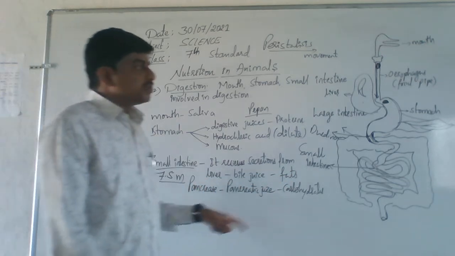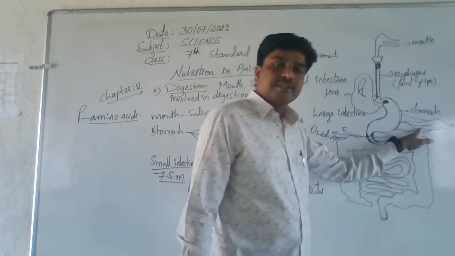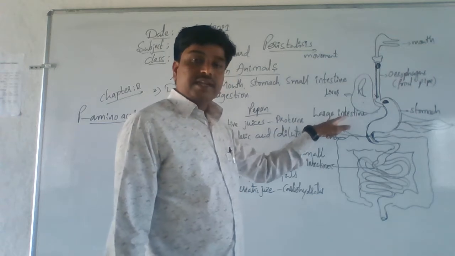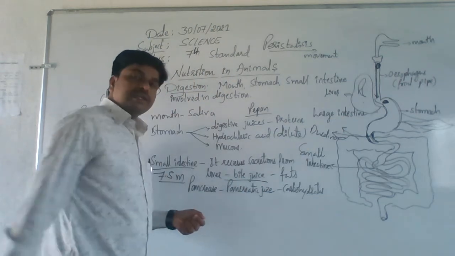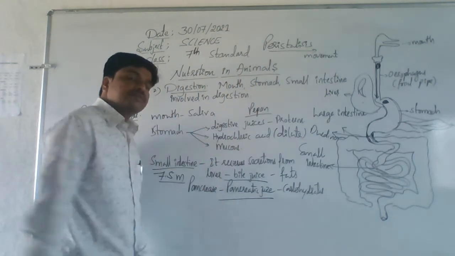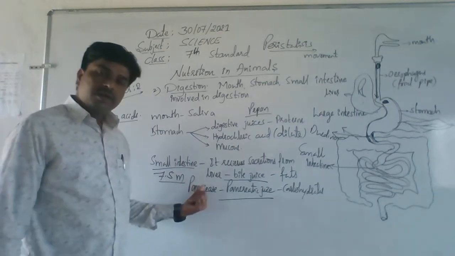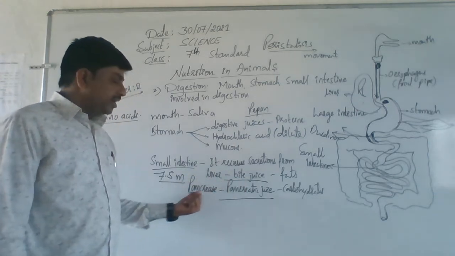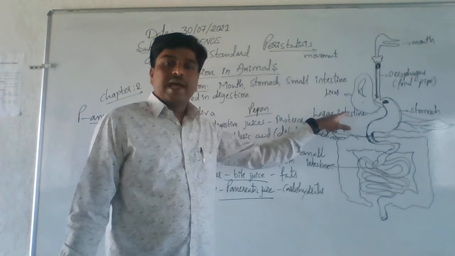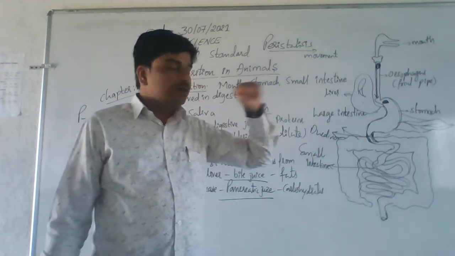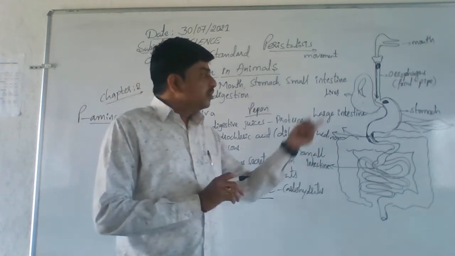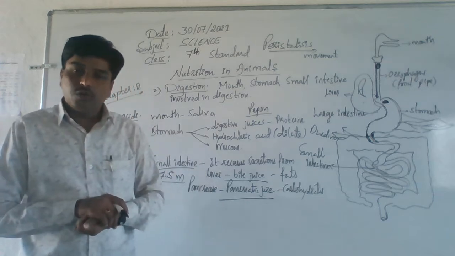Okay. So when food reaches the small intestine, this small intestine receives the secretions from the liver and pancreas. See students, here the liver is there, here the pancreas is there. The liver secretes bile juice, the pancreas secretes pancreatic juice. Very important point to repeat. Remember, the liver secretes bile juice, the pancreas secretes pancreatic juice. Understand? So these two glands, your liver and pancreas. Remember, the liver is said to be the largest gland in the human body.